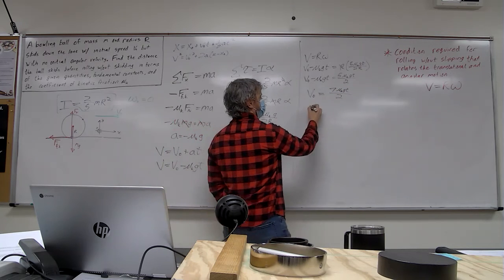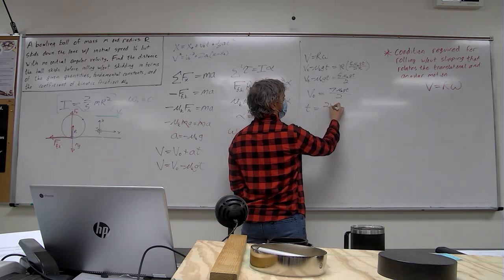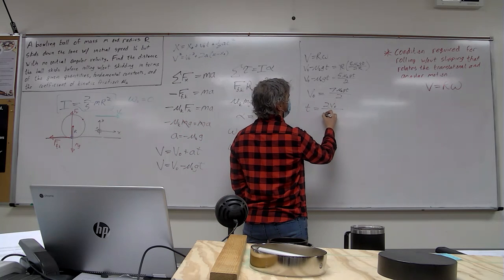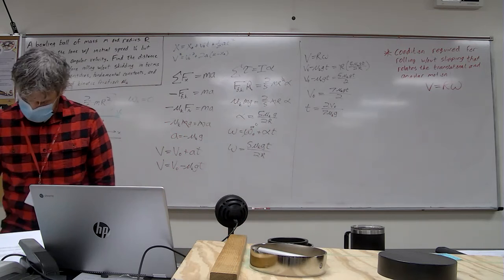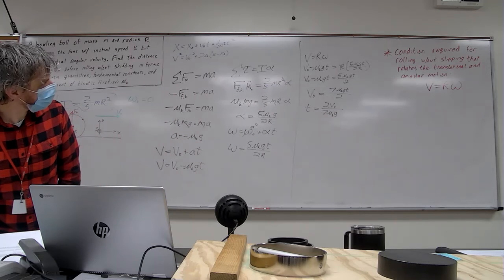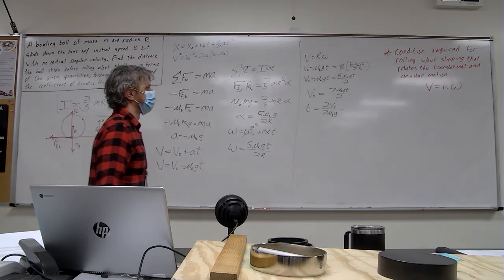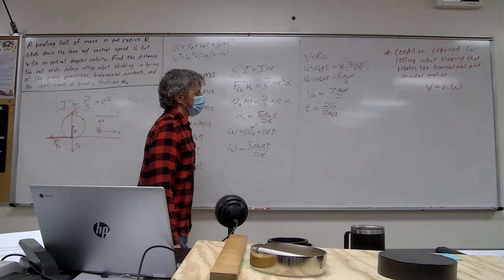Which means that the time is 2 times v naught over 7 mu k g. Right? Make sure I'm not missing anything: 2 v naught over 7 mu k g. Yeah. There we go. All right.